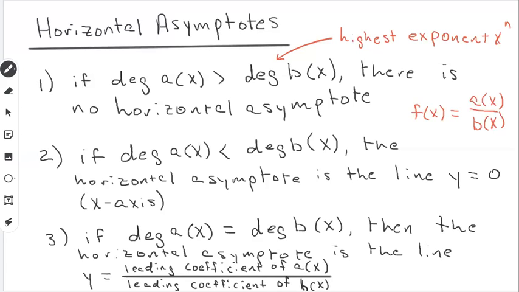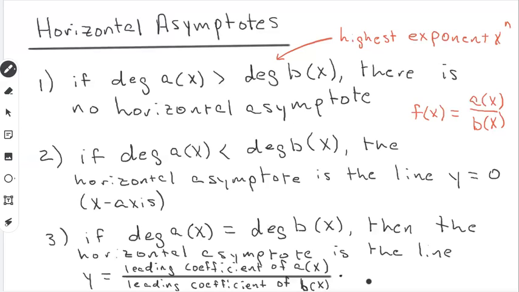That is a over b. I hope you understand that, because it might not be clear just looking at it since I kind of ran out of room. But what this is basically saying is if the top exponent and the bottom exponent are the same, then you're always going to have the situation where your horizontal asymptote is the line y equals leading coefficient of a of x over leading coefficient of b of x. So I'm going to keep this up there for a little bit, and then we'll talk about the example that I want to do on the next slide.